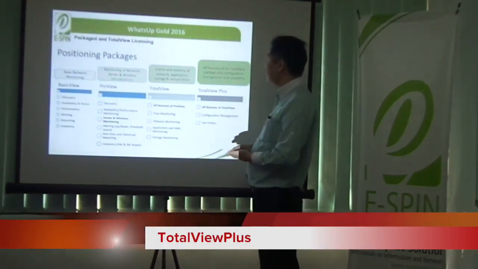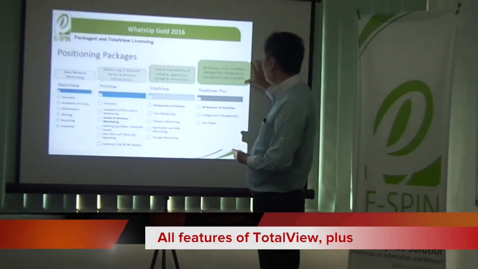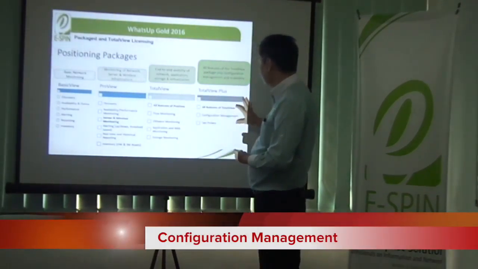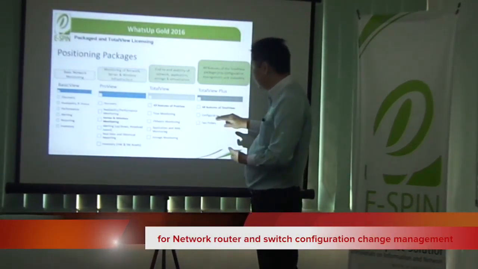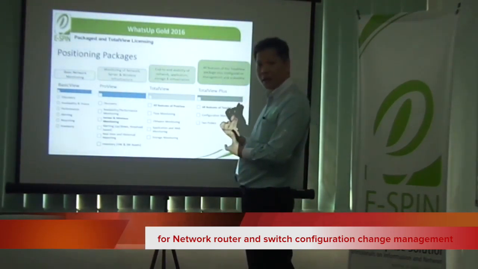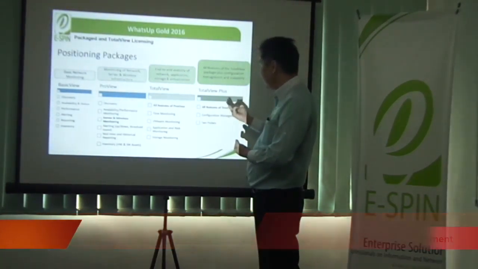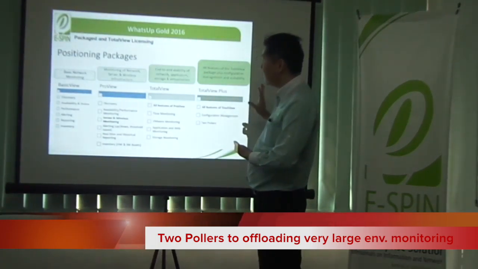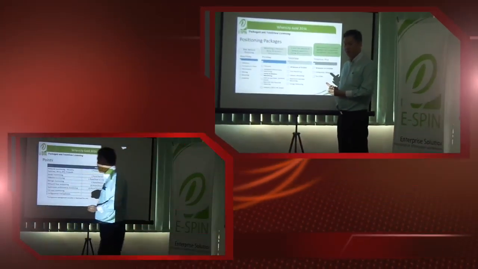And of course, the ultimate package we're talking about is the Total View Plus. It has all features of the Total View package, plus the Configuration Manager. The most config features previously, that is for the network, router and switches, configuration monitoring, and change management, are available over here, and then plus comes with throughput, right? So this is a very quick overview of what we have of the different packages.